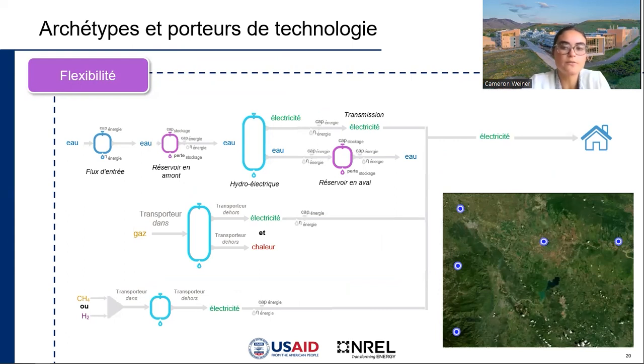And then you can configure and combine together these archetype components to represent a more complex technology or system. So for example, you could combine multiple archetypes together to represent a hydroelectric plant. You could also represent with some of the more complex archetype technologies, something like a combined heat and power plant.